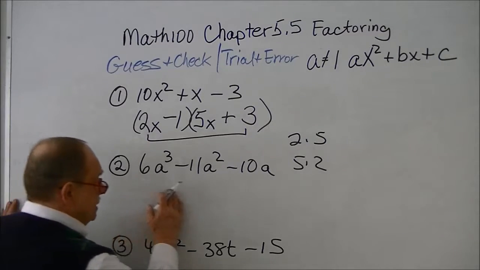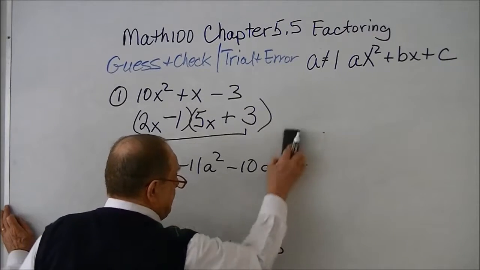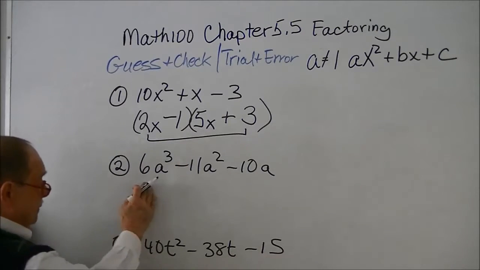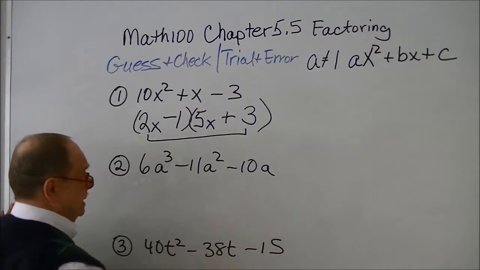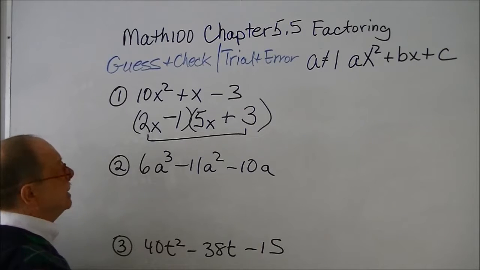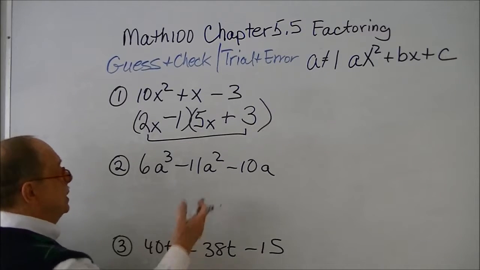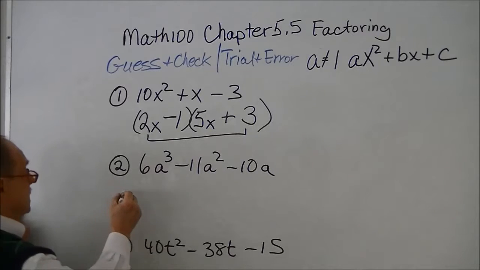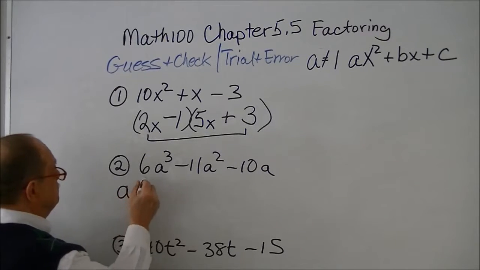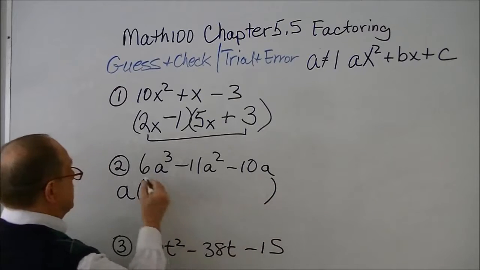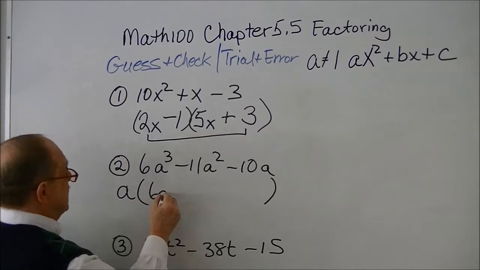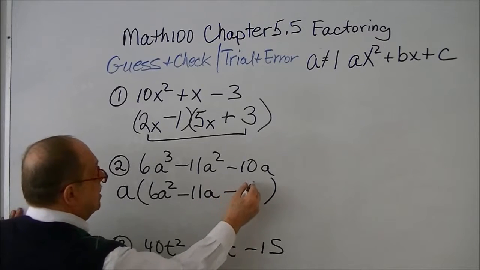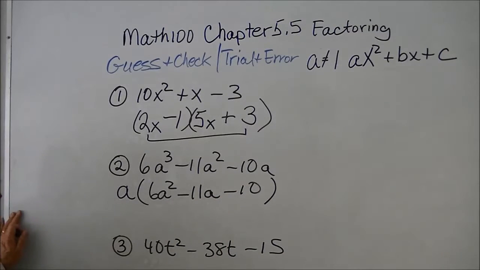All right, let's go on to number 6. And again, we're going to see, is it in standard form? Yes. Is there any common factor we could factor out of this? And yes, here we can factor out an a. So this is going to be 6a squared minus 11a minus 10.